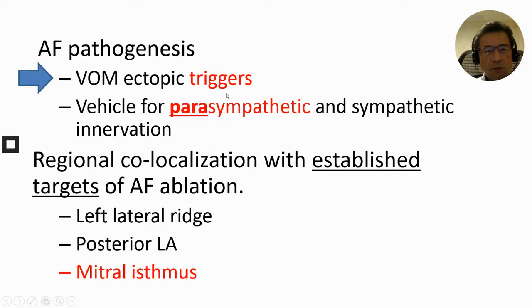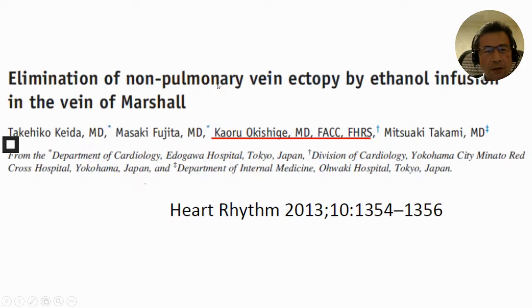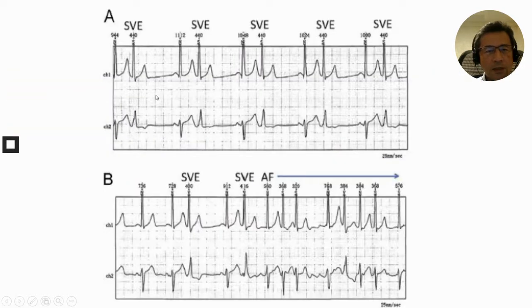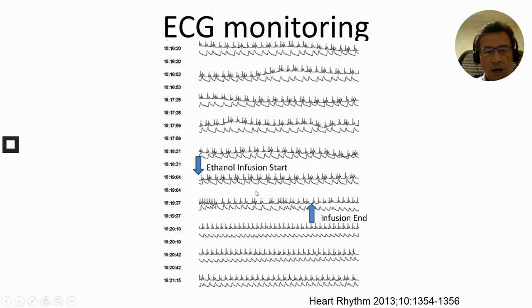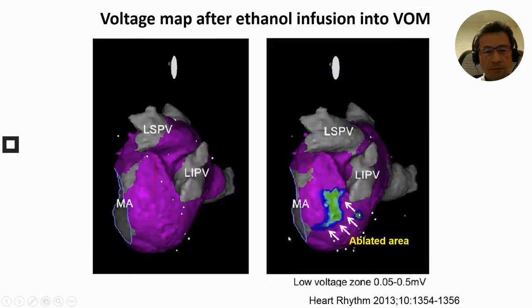Let's talk about triggering arrhythmia arising from the Marshall vein area. We had interesting cases. This patient had premature atrial excitation arising from the Marshall vein area in a bigeminal fashion, leading to AFib occurrence, as shown here. We performed ethanol infusion into the Marshall vein. At the end of the infusion, the PAC was gone and AFib did not occur anymore. With the current voltage mapping system, we were able to create this small damaged area.